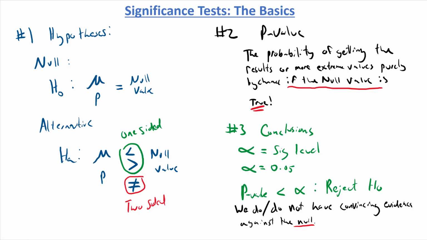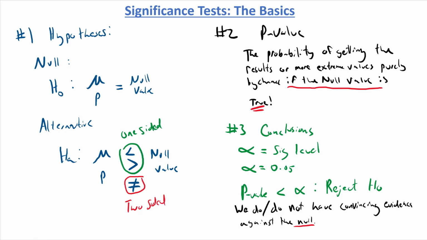Okay, so hopefully now you have a pretty good understanding of the basics of dealing with a significance test, understanding your hypotheses as far as your null and alternative and how to notate those. Remember, for alternatives, you can either have a one-sided, which is less than or greater than your null value, or a two-sided, in other words not equal to, so it can be less than or greater than. Also, interpreting your p-value, understanding that it's telling you the probability of getting the results if the null value is true. And finally, your conclusions, looking at your significance levels.